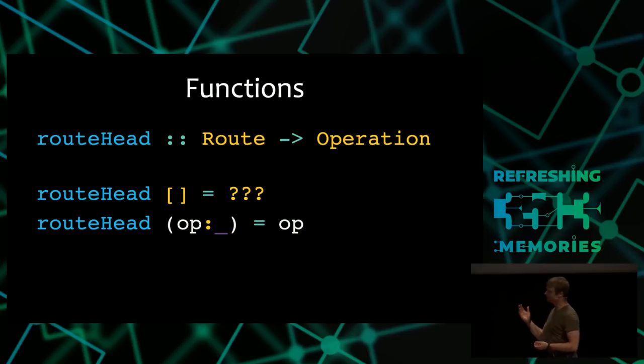And the other equation says, well, what do we do with an empty list, right? An empty list does not have an operation. So you're into the second slide of your beautiful Haskell code, and you already don't know what to write there? So we're communicating, right?